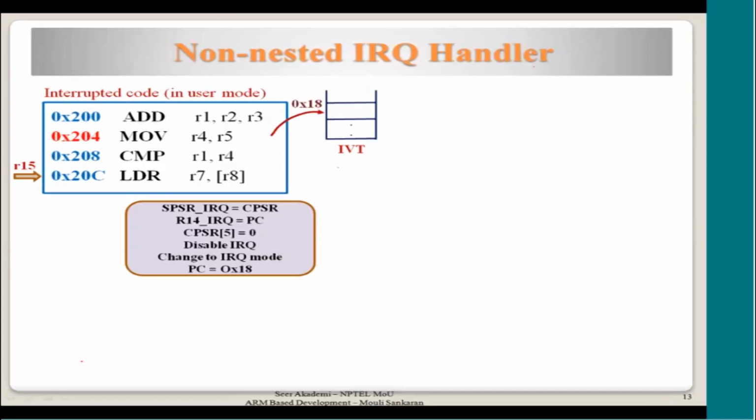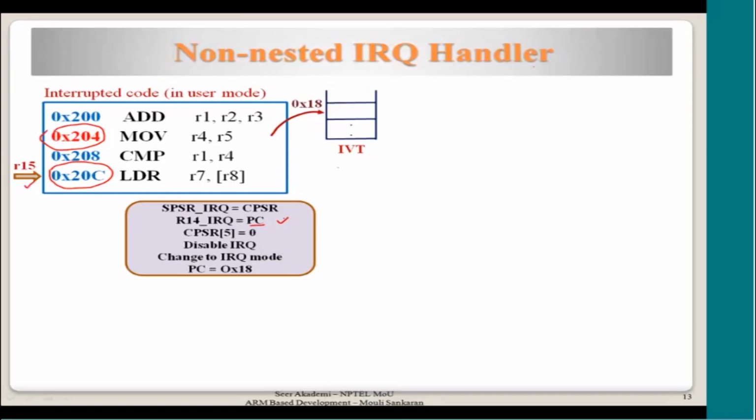Okay. So PC is saved. Please remember what is the value of PC which is stored. It is not this address. What is stored in the R14 of IRQ mode is this value 20C. Why? Because PC plus 8 only will be there. PC would have advanced to this address.